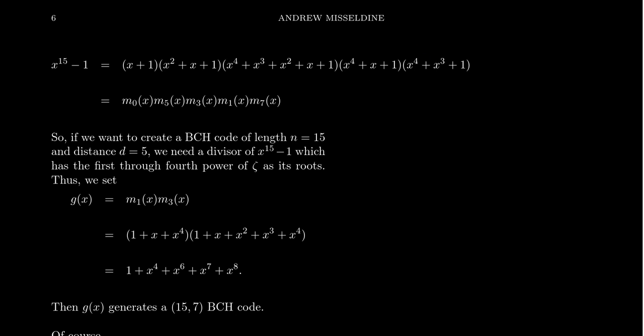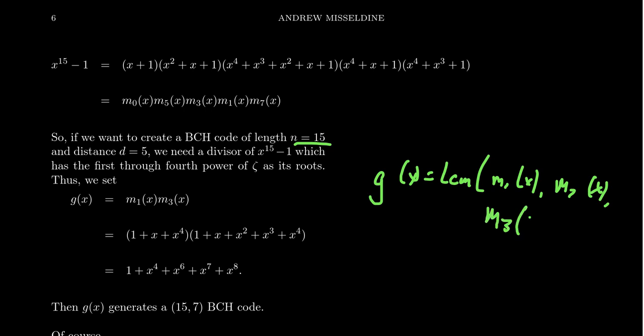So now, if we want to create a BCH code of length 15, that is where it comes to the factorizations of x to the 15th minus 1 mod 2, if we want that to be distance 5, okay? Distance 5 means that we need to construct our polynomial g of x to be the LCM of M1, M2, M3, and M4. That is, we stop one short of our d equals 5 right here. So 5 minus 1 is 4. So we're going to take the least common multiple of these four polynomials.